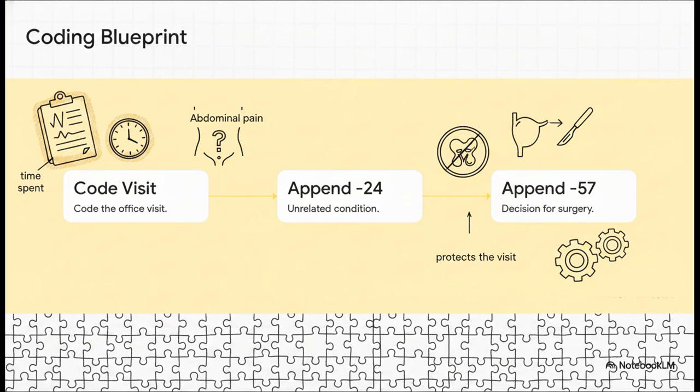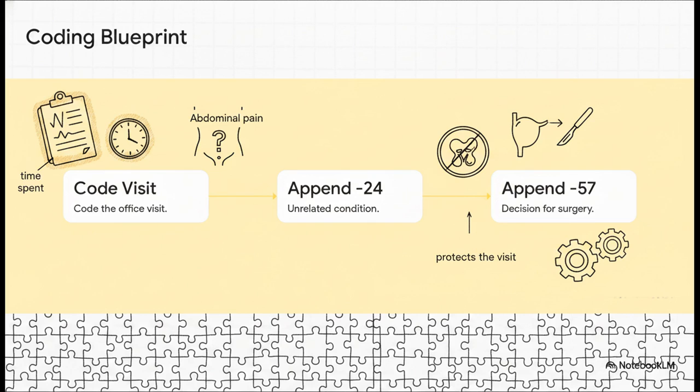Okay, let's assemble the final, undeniable blueprint for this complex encounter. To accurately and completely capture the reality of the care provided on day 6, here is our action plan. Step 1, we code the appropriate evaluation and management office visit, basing it on the complexity and time spent diagnosing that abdominal pain. Step 2, we append Modifier 24. This protects the visit from being swallowed up by the global period of the day 0 tumor removal, proving we're dealing with a totally unrelated condition.